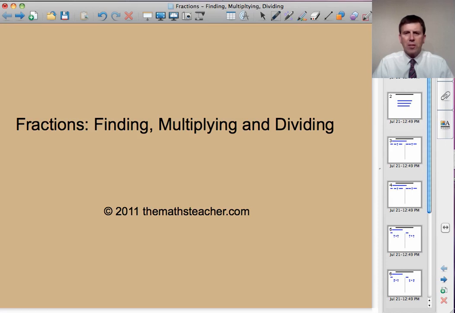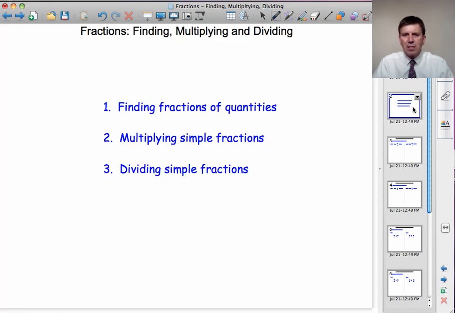Hello and welcome to a lesson on fractions: finding, multiplying and dividing. In this lesson we'll begin by finding fractions of given quantities without using a calculator. Then we'll look at how to multiply simple fractions together and how to divide one simple fraction by another.